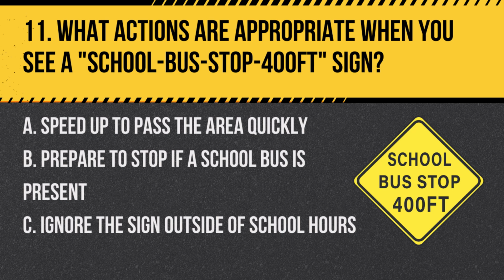Question 11. What actions are appropriate when you see a school bus stop 400 feet sign? A. Speed up to pass the area quickly. B. Prepare to stop if a school bus is present. C. Ignore the sign outside of school hours. Answer. B. Prepare to stop if a school bus is present. This sign indicates a school bus stop ahead.